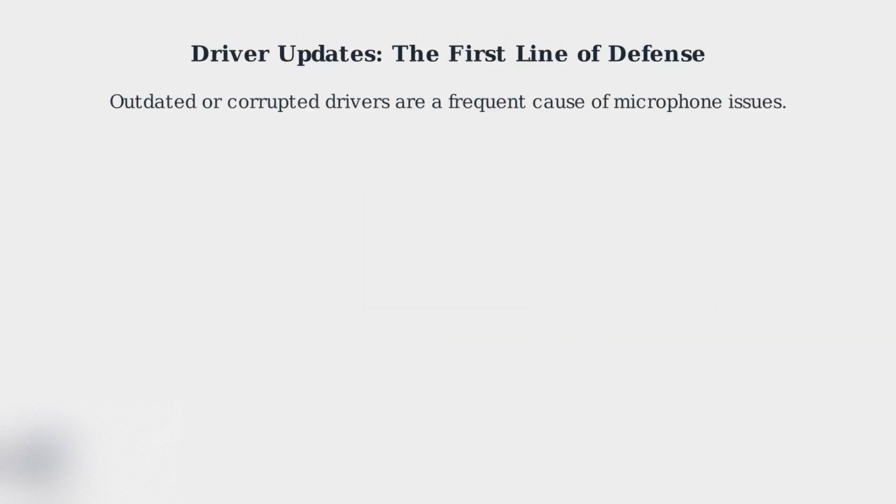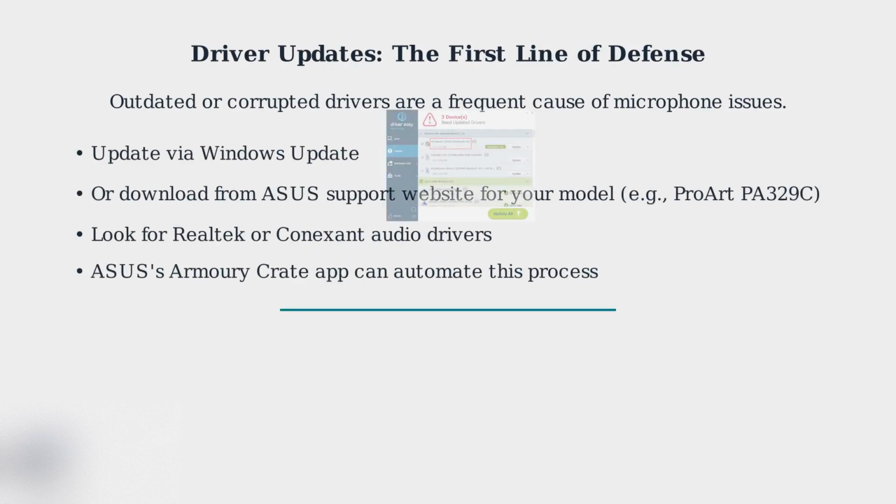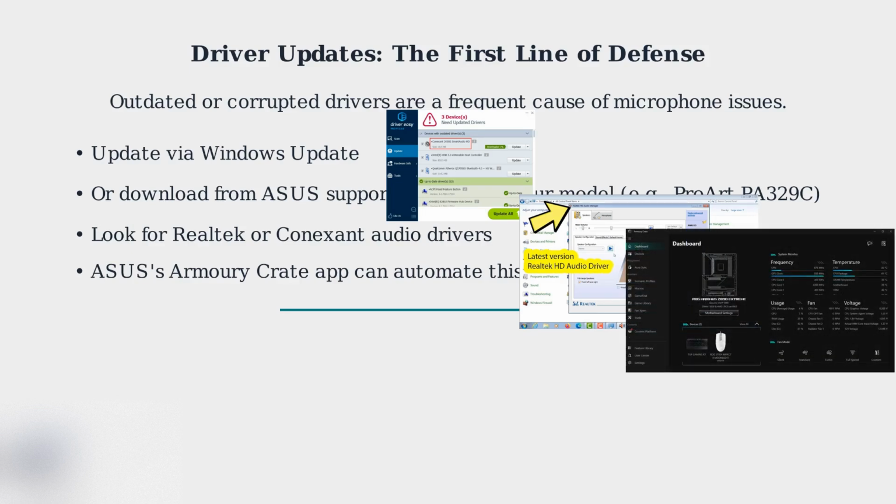Outdated or corrupted drivers are a frequent cause of microphone issues in ASUS monitors. Update your audio drivers via Windows Update, or preferably directly from the ASUS support website for your specific monitor model, such as the ProArt PA329C. Look for Realtek or Conexant drivers related to audio. ASUS's Armoury Crate app can often automate this process.